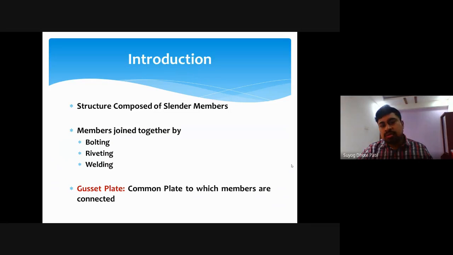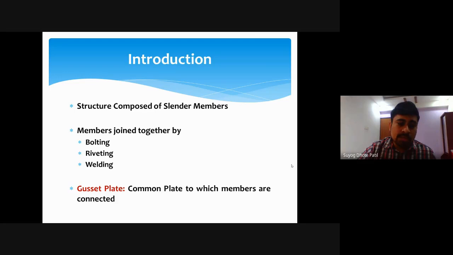We will look at truss. Basically, we know what we mean by truss. A truss is a structure composed of slender members, and these connections may be made by bolting, by riveting, or by welding.